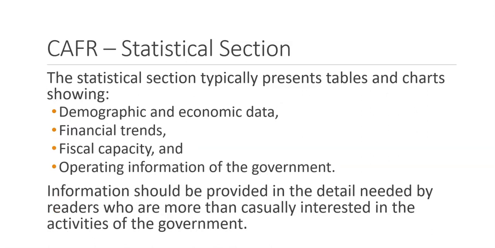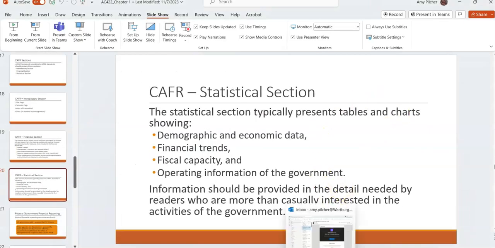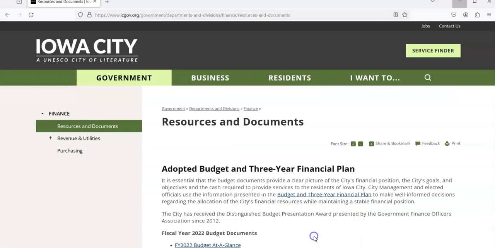The statistical section usually has information about the city as a whole. So how many people live in the city, what are the main jobs for people who live in the city, average cost of homes, ages, gender, race of people who live within the city, what kinds of information that they do. So we're going to look at a CAFR right now.